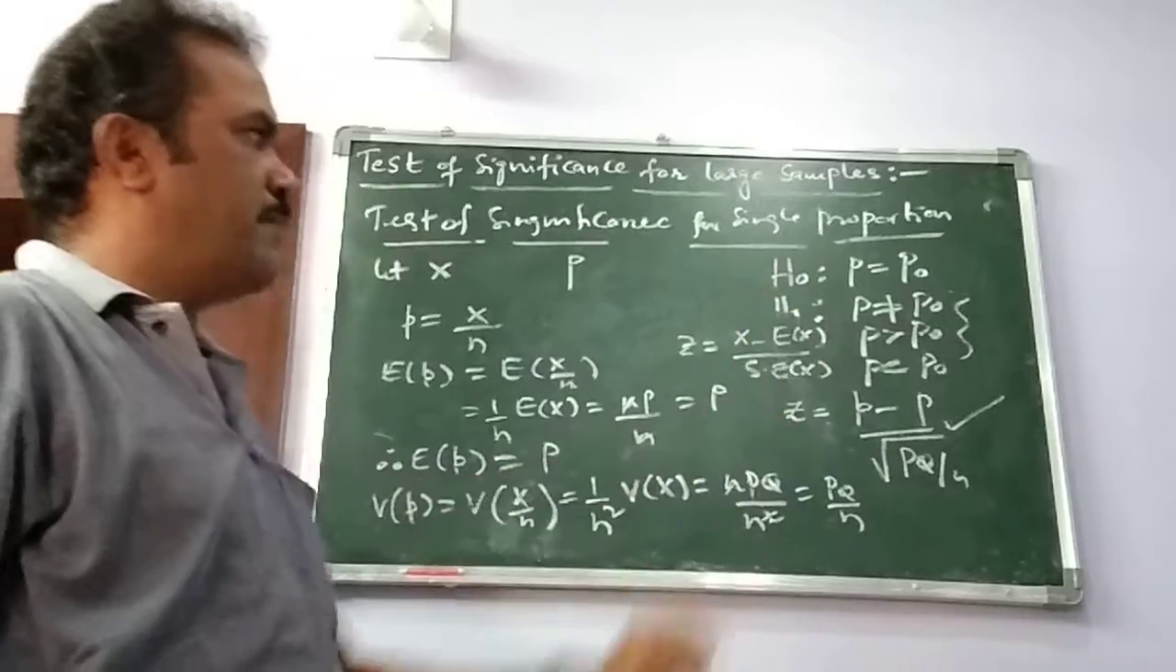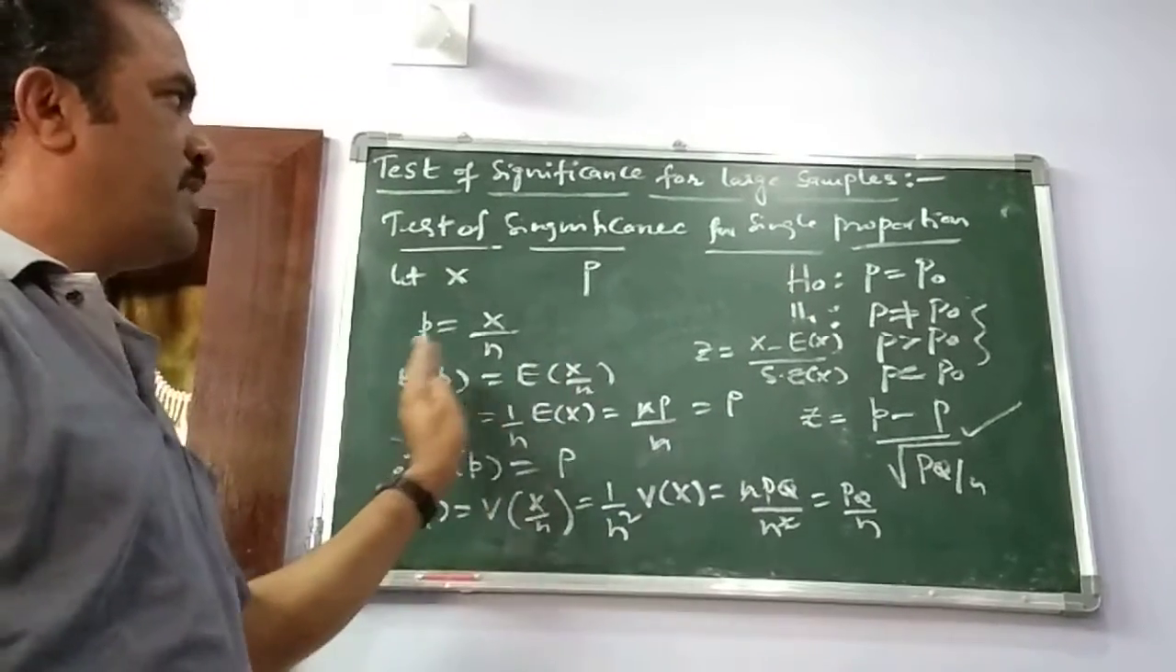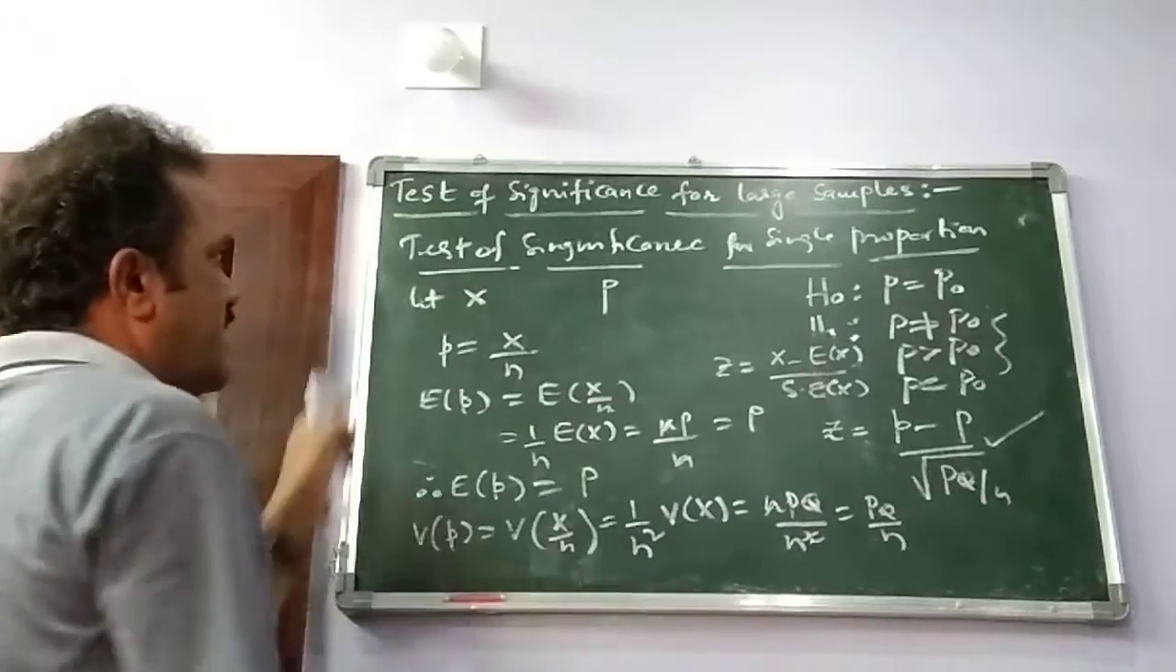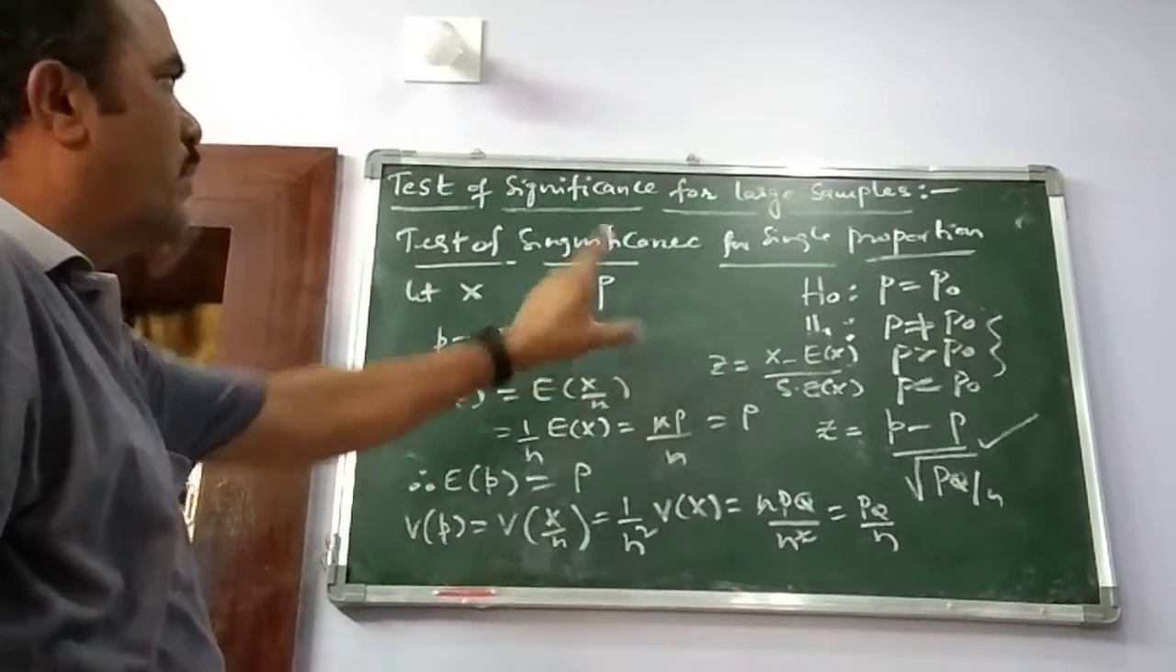Apply the null hypothesis and alternate hypothesis, choose the appropriate level of significance, and give the conclusion. So this is the procedure for the test of significance of the single proportion.